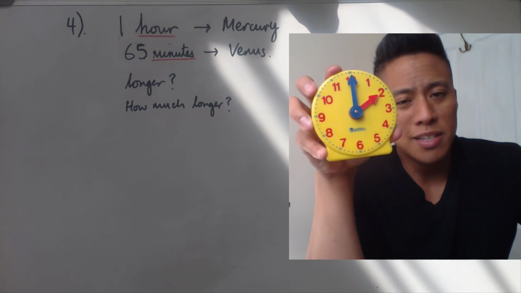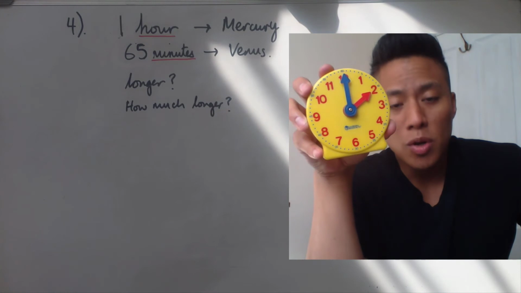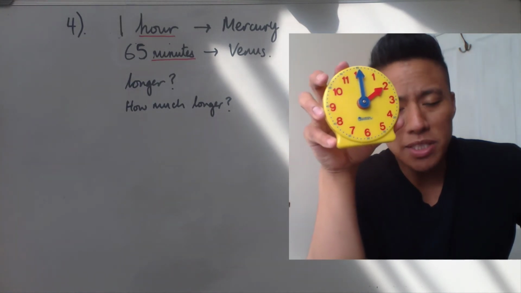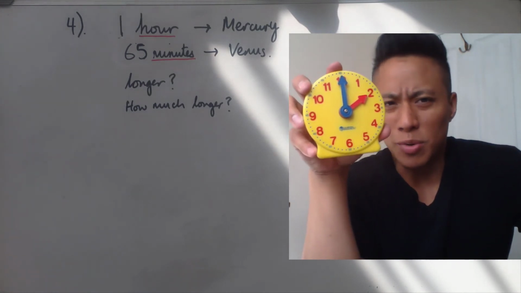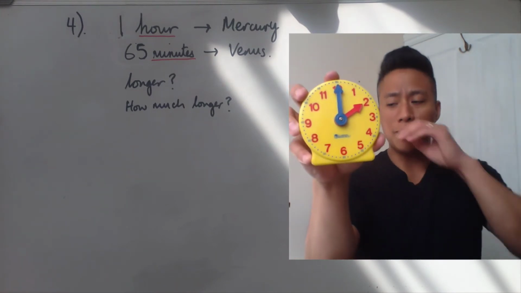If you're not sure what's going on here, I just want you to remember, for now, 1 hour equals 60 minutes. It's just going to be something that you have got to keep in your head until you figure out why. Okay? So in your head, 1 hour equals 60 minutes.